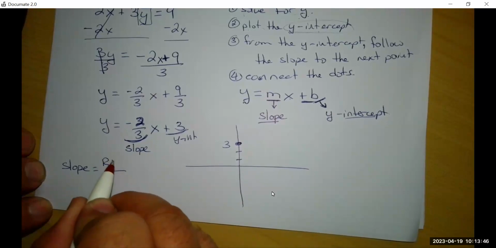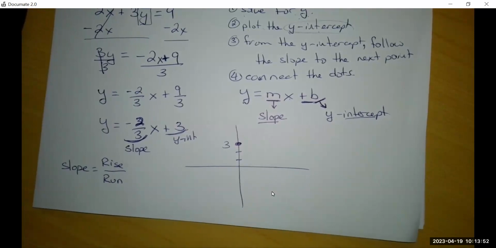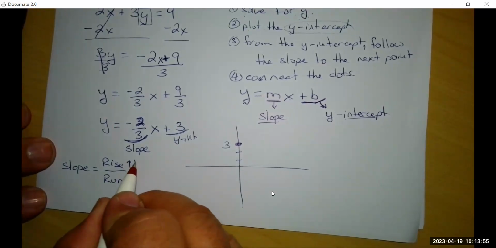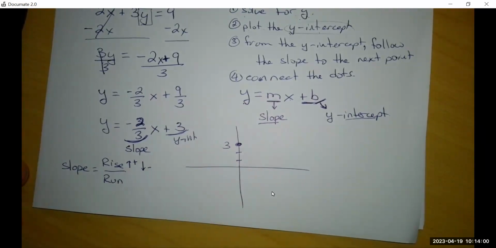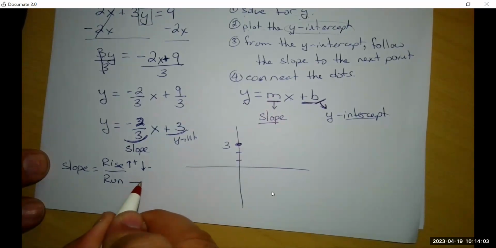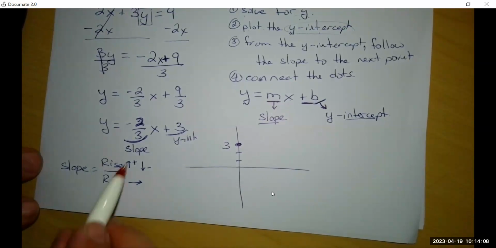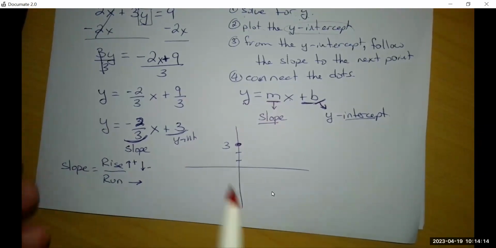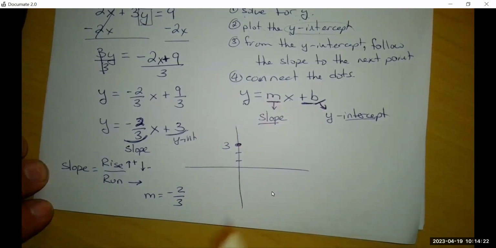Have you ever heard of rise over run? It's up if the sign is positive, it's down if the sign is negative. And the bottom number is always positive, it always goes to the right. So whatever number is on top, if it's positive, you go up, if it's negative, you go down. And the bottom number, you always go to the right. So looking at our slope, since our slope is negative 2 over 3, and we start from the y-intercept.